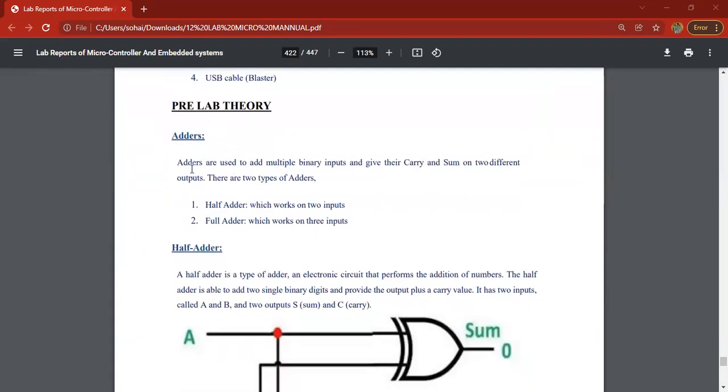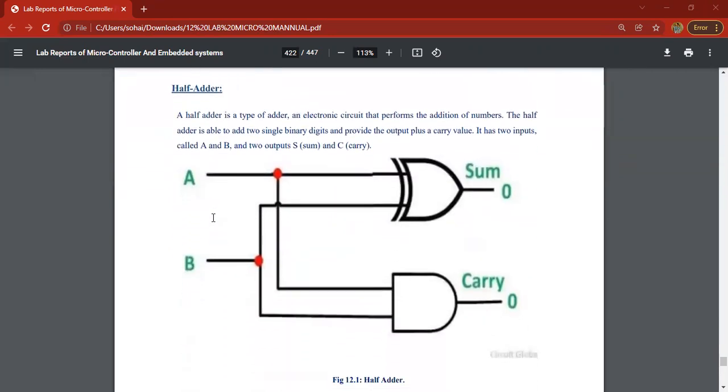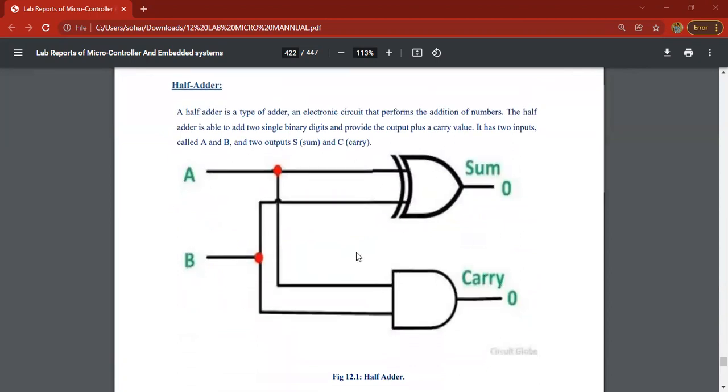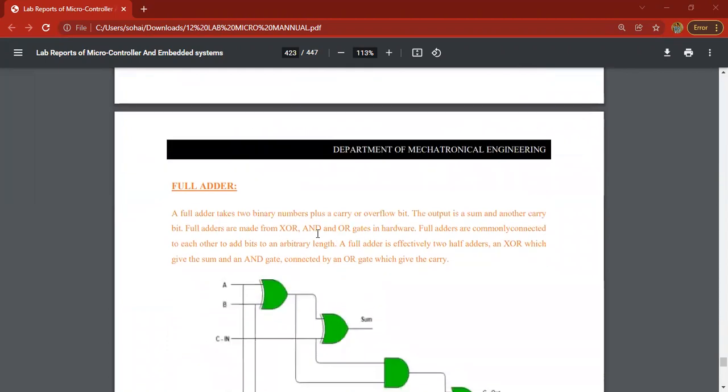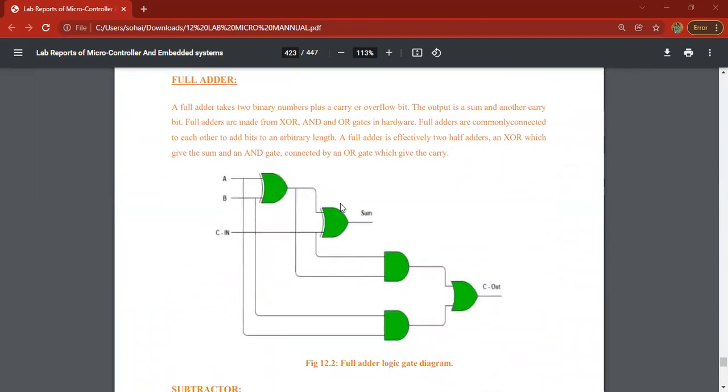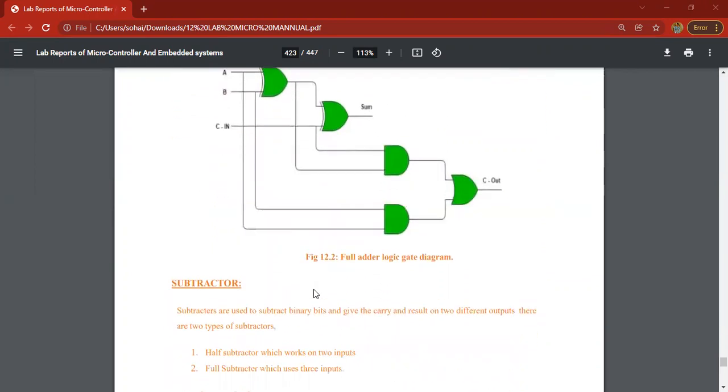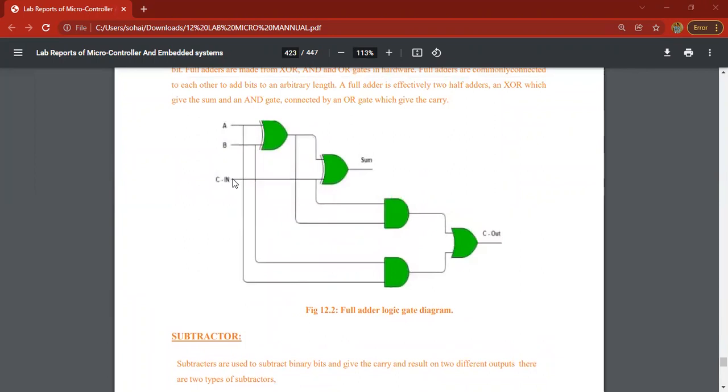Adder is used to add multiple binary inputs and gives their sum and carry as different outputs. There are two types of adder: half adder, which works on two inputs, and full adder, which has three inputs. An adder gives sum and carry. This is the full adder. We have two XOR, one OR and two AND gates. Three inputs: C in, and A and B are inputs.